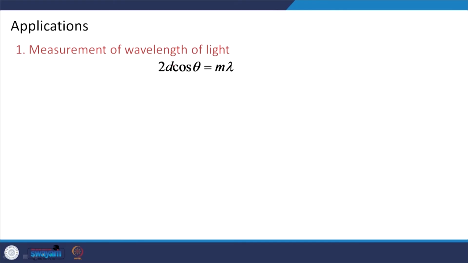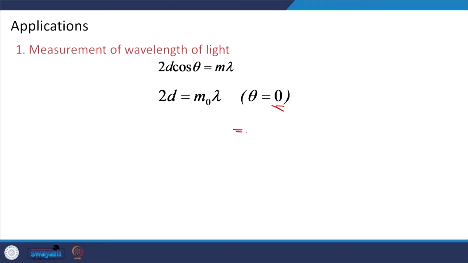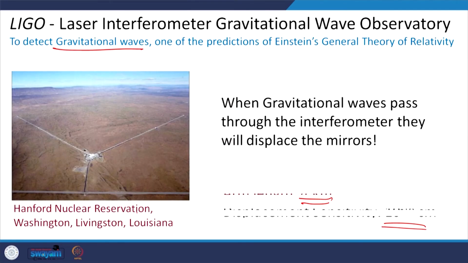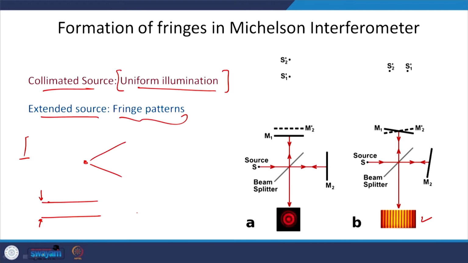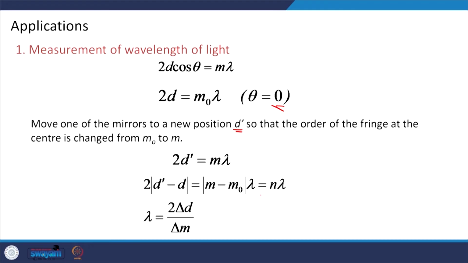So, we know 2d cos theta is equal to m lambda. Now, if you put theta equal to 0, we assume that there is no tilt. So, we are getting this thing. Now, one of the mirrors is moved. When I showed you this thing here, one of the mirrors was movable. So, it changes position, so 2d changes. So, the path difference changes, and when the path difference changes, what will happen? The order of the fringe will change.